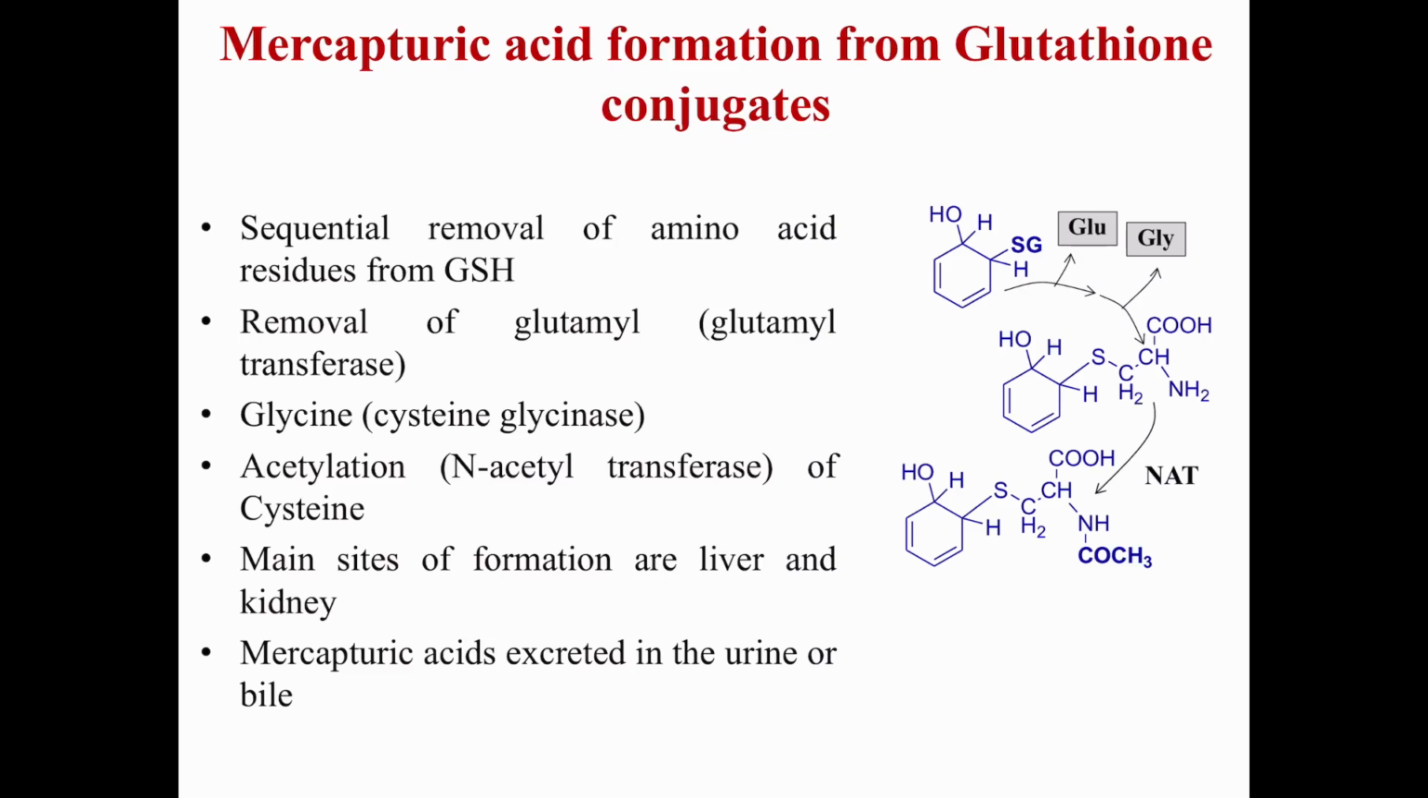Mercapturic acid formation is a major result of glutathione conjugation, and the reactions to form it involve the sequential removal of amino acid residues from glutathione, as is shown in the diagram on the right. Firstly, removal of glutamic acid involves glutamyl transferase. Removal of glycine involves cysteinylglycinase, and finally it involves an acetylation reaction using N-acetyltransferase of cysteine in the last reaction. Main sites of formation of mercapturic acid are the liver and the kidney, and once it's formed, it's excreted in the urine or bile.